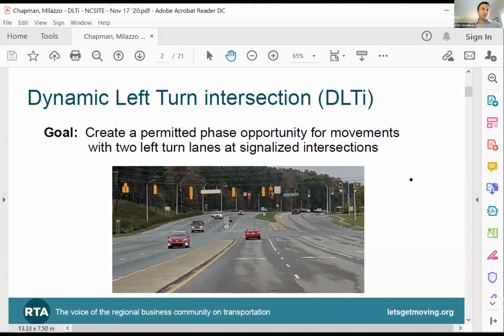So the dynamic left turn intersection, we'll get to more what this is in a second, but the goal of this is to create a permitted phase opportunity for movements with 2 left turn lanes at signalized intersections. That's the purpose of the question. That's the reason why we're looking at it.